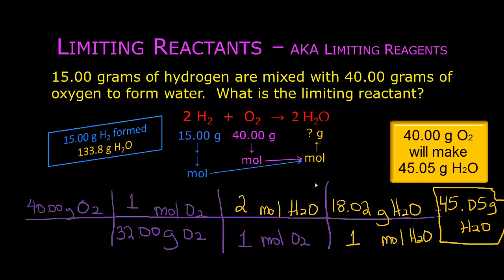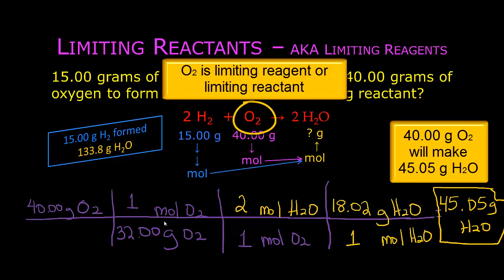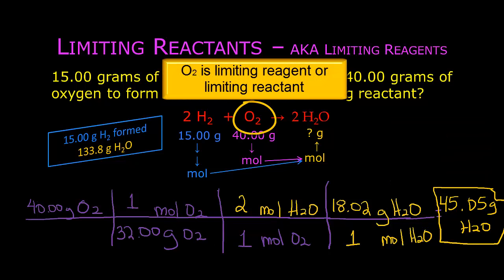Hydrogen or oxygen? Well, it is the least amount of product that you can make, and oxygen makes the least amount of product. It makes 45.05 grams, which is smaller than 133.8 grams. So oxygen would be the limiting reagent, or the limiting reactant.